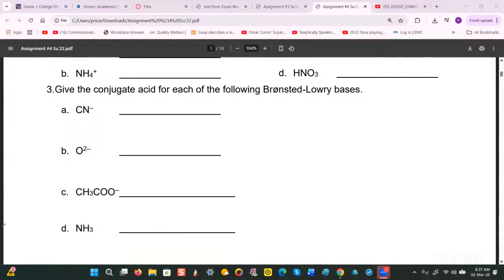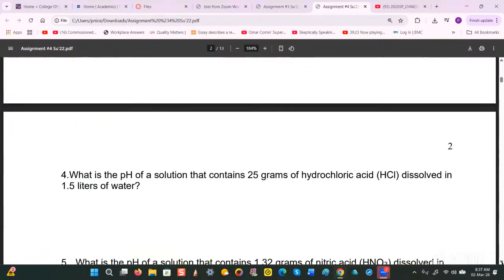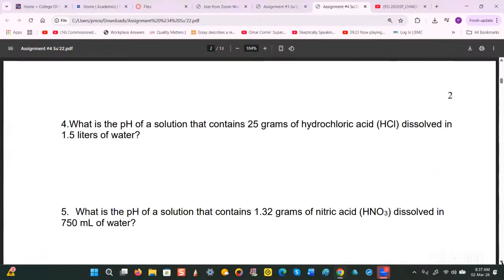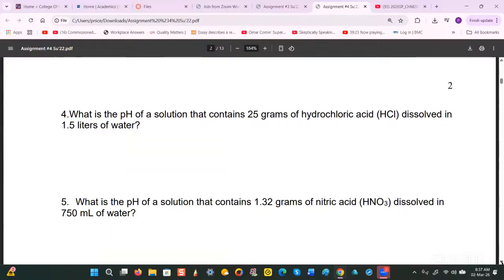So let me clear that. Let me scroll down. Okay, so this question is asking, what is the pH of a solution that contains 25 grams of hydrochloric acid dissolved in 1.5 liters of water? Now, if you're asked to determine the pH of any solution that contains an acid or base, the first thing that you have to ask yourself is whether or not the acid or base is strong.